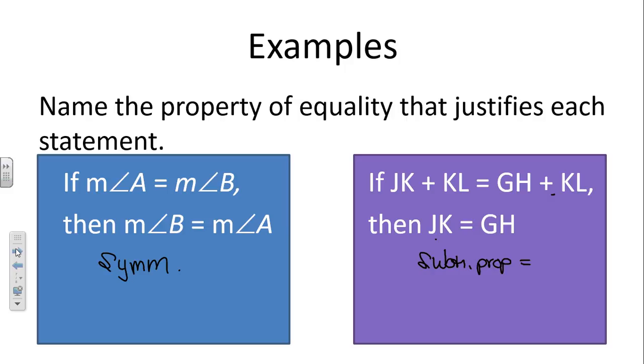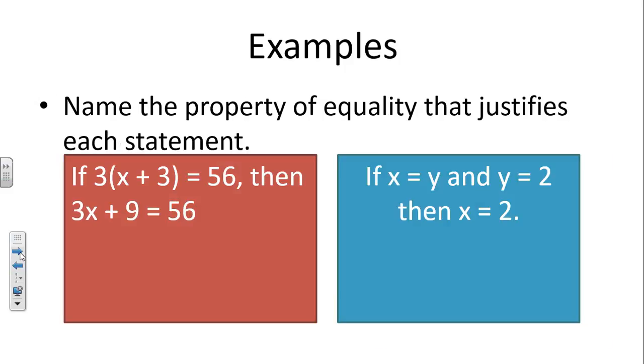Okay? The reason is this looks like this, right? And this looks like this. They haven't moved, right? But what's happened? KL went away. So we took away this distance between K and L from both sides. And all we're left with is the distance between JK equals the distance between G and H. Okay? Next one. What says if this, then this? Distributive, the parentheses went away, right? And what happened? That 3 was multiplied by each. That's your distributive property.